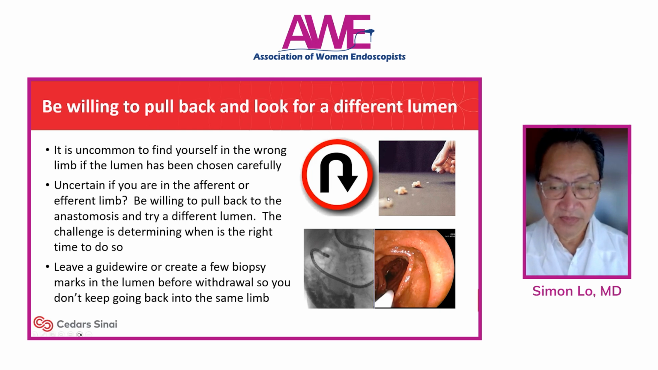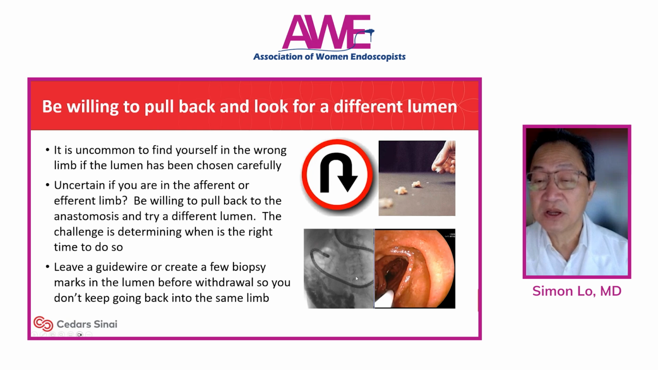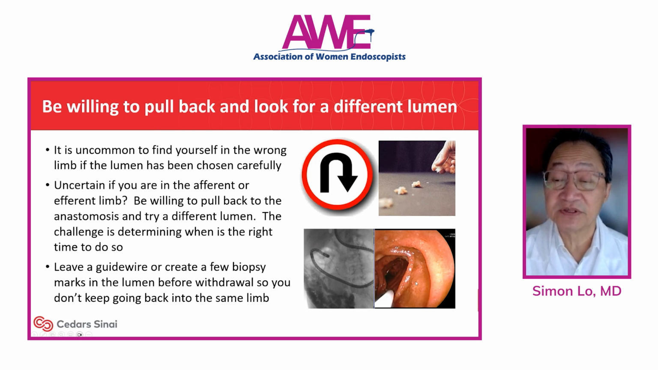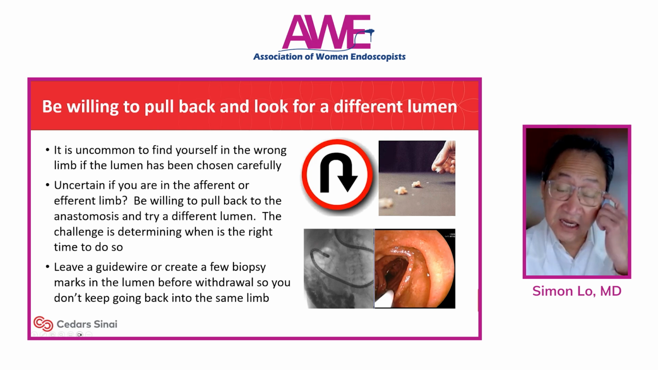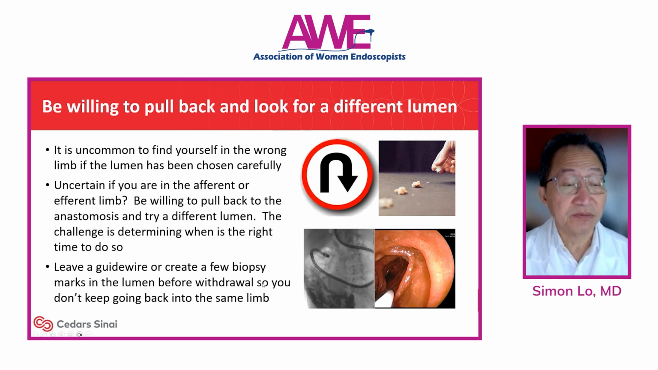You have to be willing to come back at times, and leaving some marking on the mucosa is very helpful, such as performing some biopsy on the mucosa, which would help you know that you're not going back to the same limb, or you can put a guide wire through the existing lumen when you come back, so that you don't go back to the same lumen. Now, do not use tattoo, because tattoo would make it permanent ink and confuse you in the future if you need to go back, assuming that it may not be the right lumen.